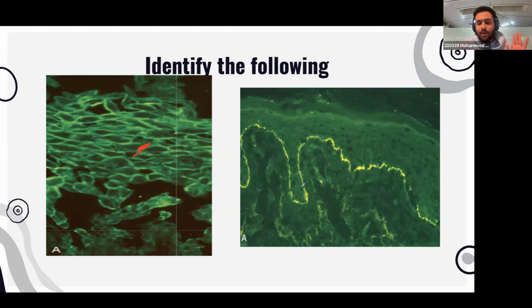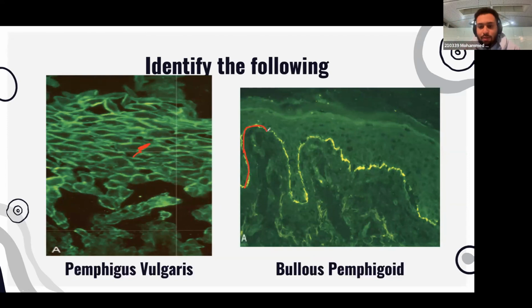Bullous pemphigoid. Why is this bullous pemphigoid? It's a linear line and it's in the basement membrane, right? It's in the dermal epidermal junction. Okay, good. Is everything clear about these two diseases? Because these two are more than high yield. These will come in one way or another.